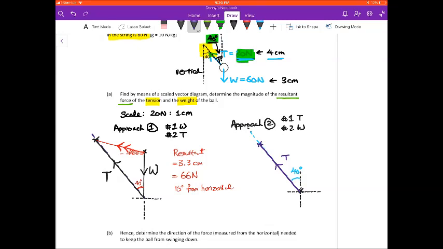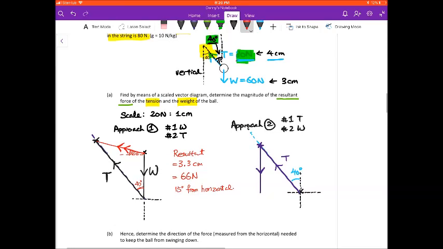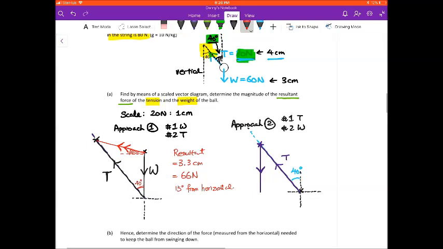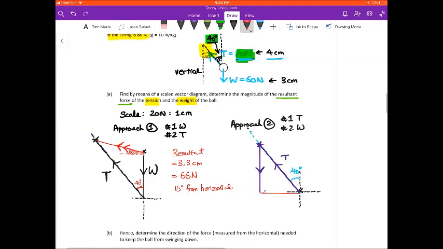And remember head to tail, so I will start here. So weight is downwards 3 cm. So I will do downwards 3 cm. Yeah? Downward 3 cm. And my resultant is this. How come so funny? Did I make any mistake? It should be the same.